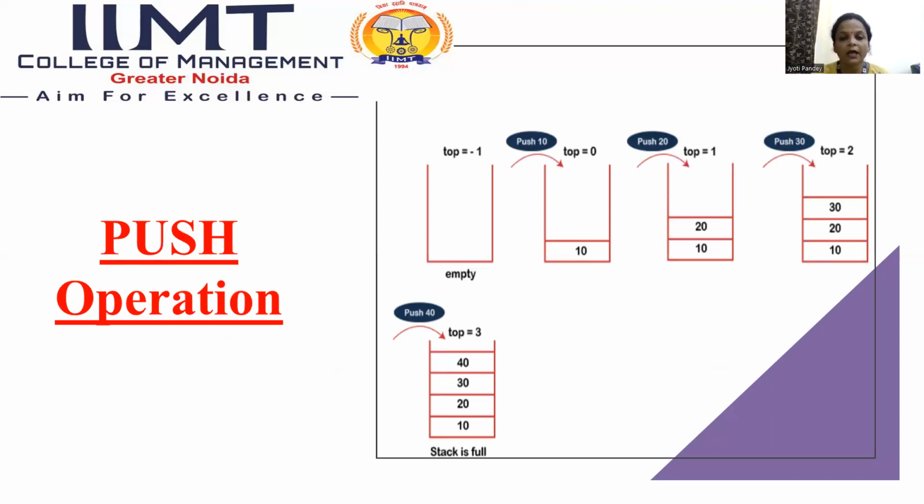It means our stack is empty. We insert the first element, then the value of top will be incremented by 1, and now the value of top is equal to 0. Again, when we insert the next element, that is 20, the value of top is equal to 1. Again, we push the next element, 30, and the value of top is equal to 2. Again, we push 40 and the top value is equal to 3. Now our stack is full.